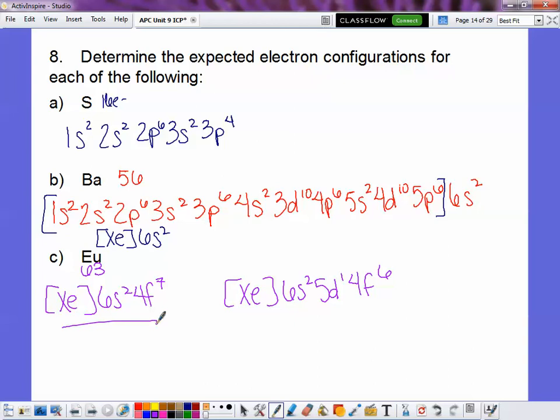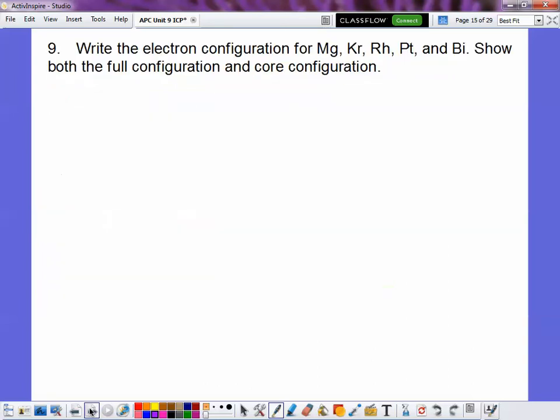Okay? So you're going to do a little bit of practice on your own. I'm going to pause this. You have 1, 2, 3, 4, 5 things there that I want you to write the full configuration and then the core configuration.